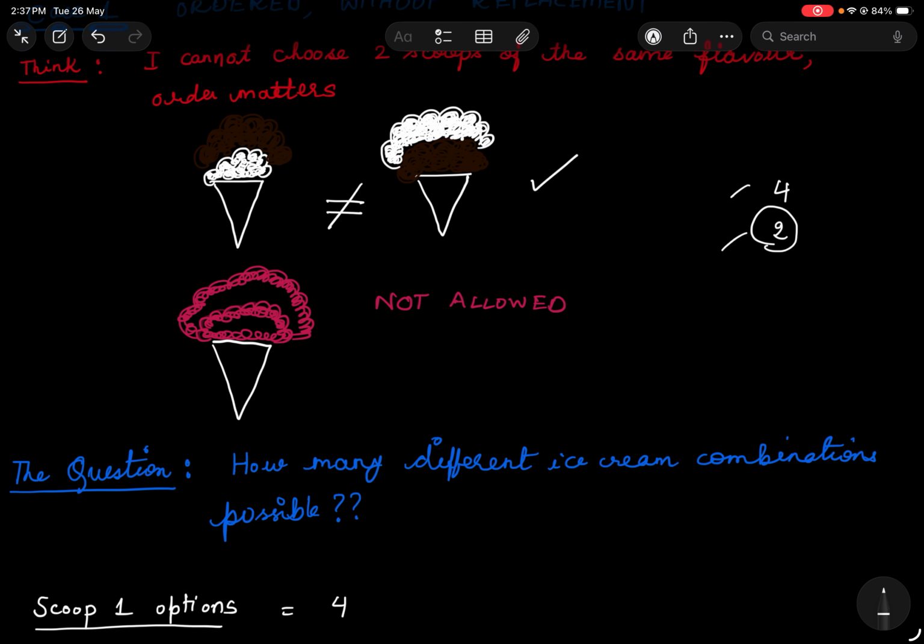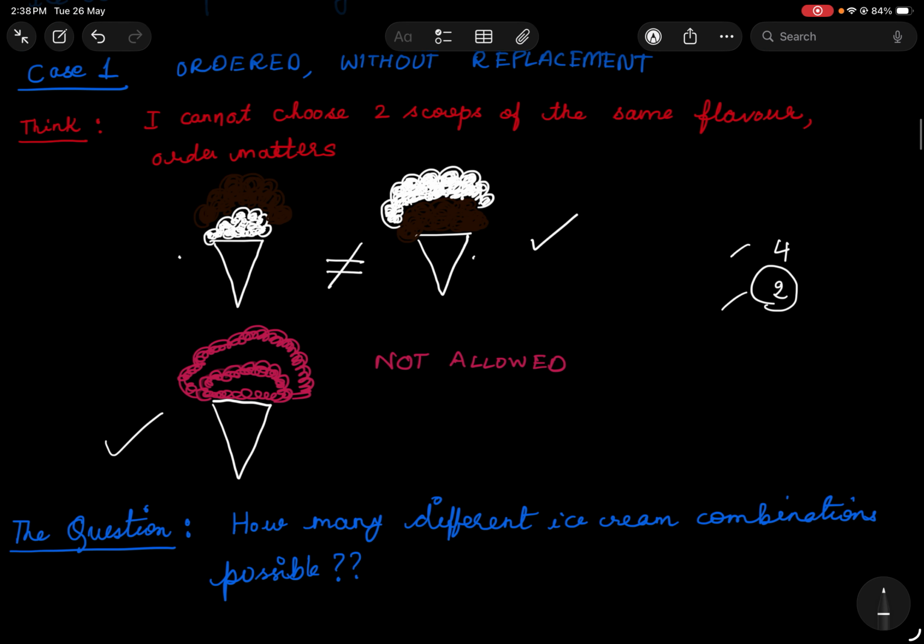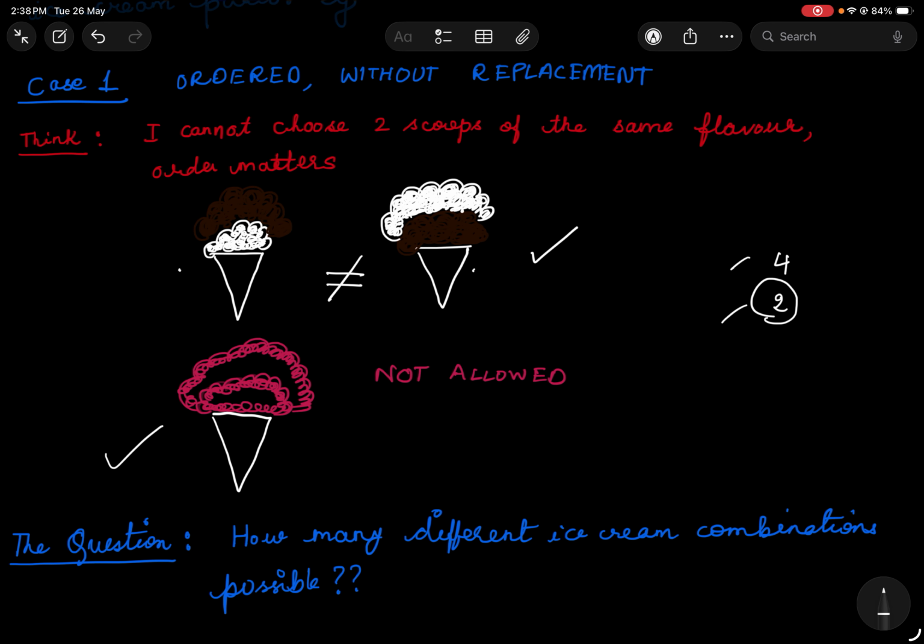With these conditions: you cannot choose the 2 same flavors, and second, what you choose first and what you choose second matters. So this and this are actually 2 different outcomes, and should be counted as 2. It's not that I've taken a vanilla and a chocolate, so that's the same thing and I'll count that as 1. No, in this particular ice cream parlor, these 2 are different ice creams.